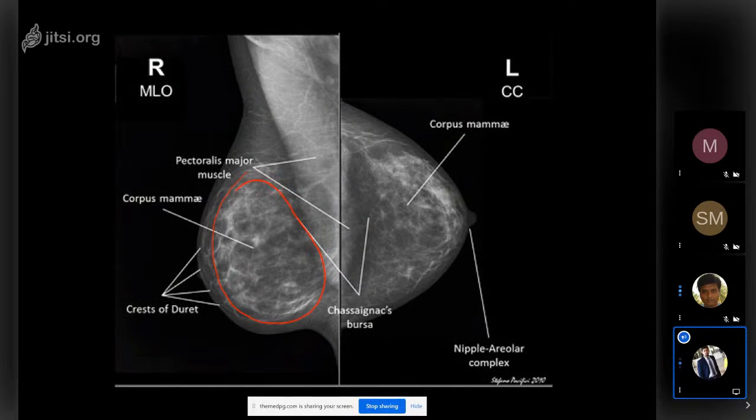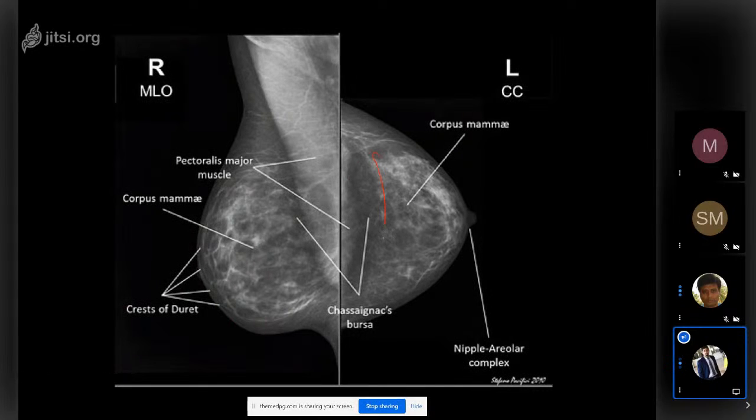So it's also called the corpus mammae, and this is the pectoralis muscle we know. Also, we can see some septations in the subcutaneous tissue, which are called the crests of Duret. See here, there are multiple septations in the subcutaneous fat. These are nothing but the crests of Duret.